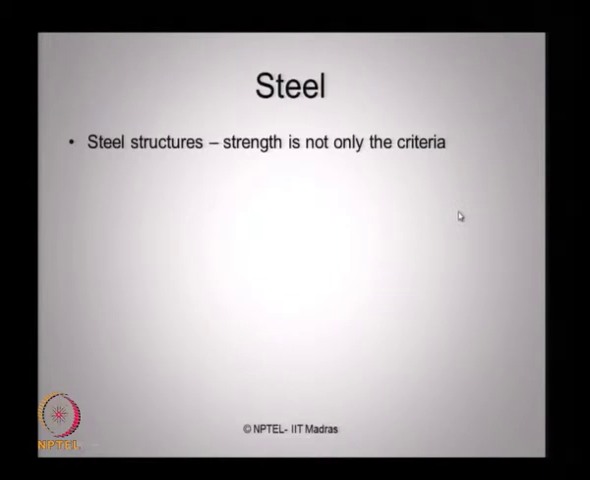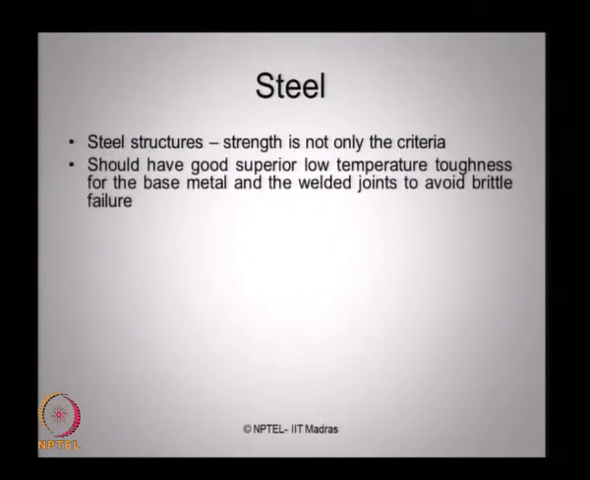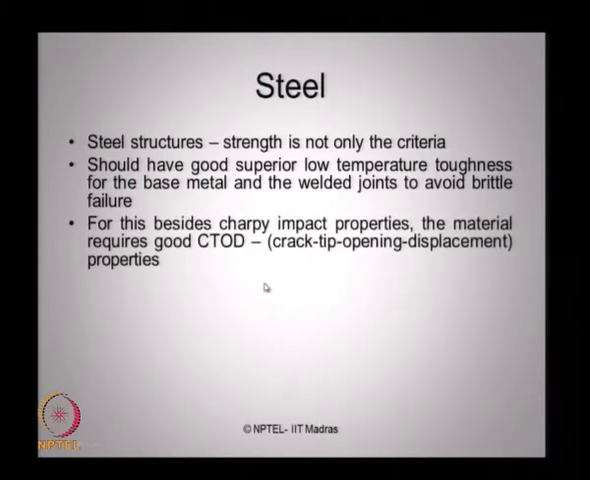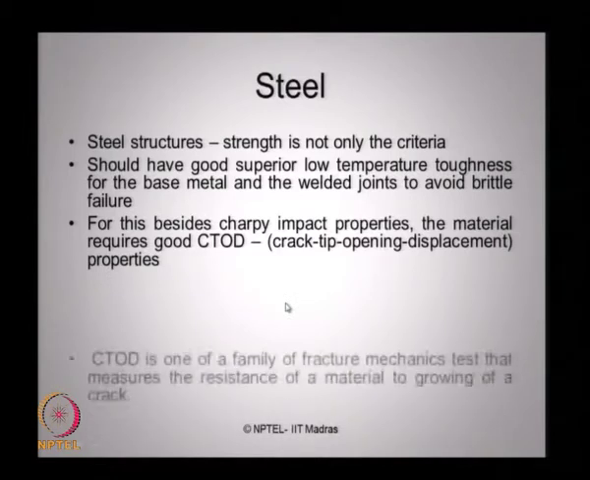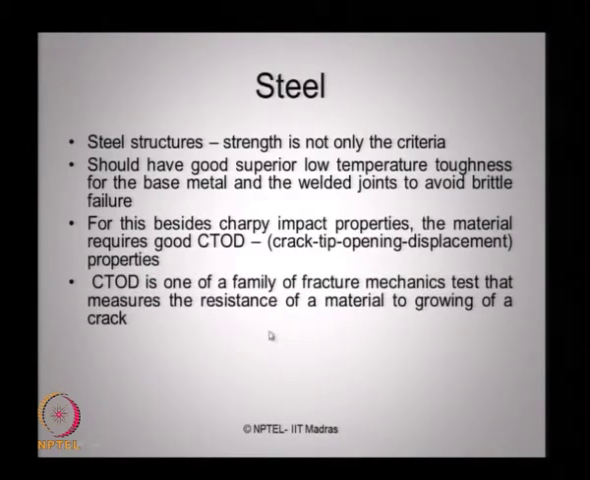Steel structures are most commonly used in offshore structural systems. Strength is not the only criterion. Steel structures should also have superior low temperature toughness for the base metal and the welded joints to avoid what we see as brittle failure. For this, besides Charpy impact properties, the material should also possess good CTOD capacity. CTOD is nothing but crack tip opening displacement. CTOD is one of the important properties of fracture mechanics that measures the resistance of a material to growing of a specific crack, or how a crack propagates when it is already initiated.